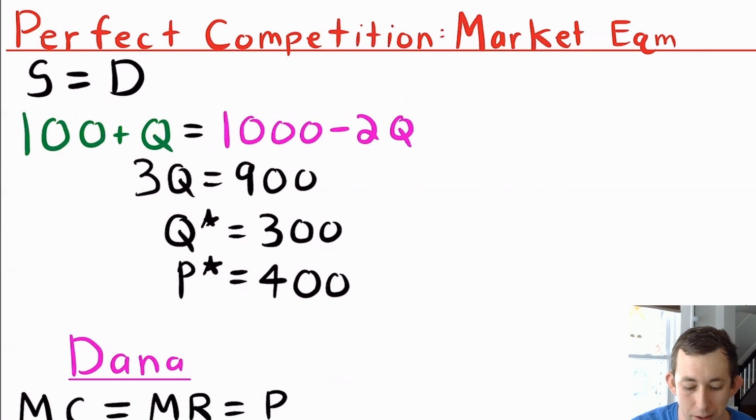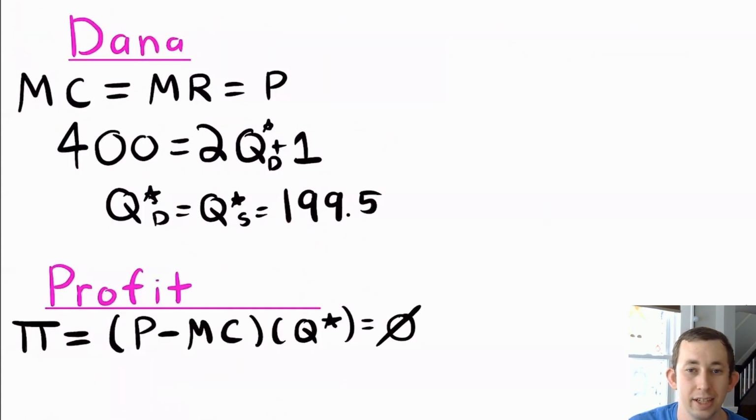To find the equilibrium in this market, we're going to set supply equal to demand. So 100 plus Q is our supply, 1,000 minus 2Q is our demand. Doing the algebra, I see that Q is 300 and P is 400. Now that is the quantity supplied and the quantity demanded, but how much do Dana and Samantha make? Well, they're both the same firm, so let's just focus on Dana.